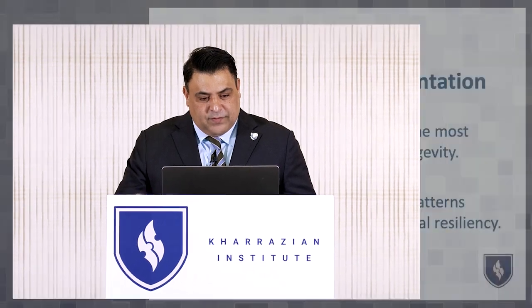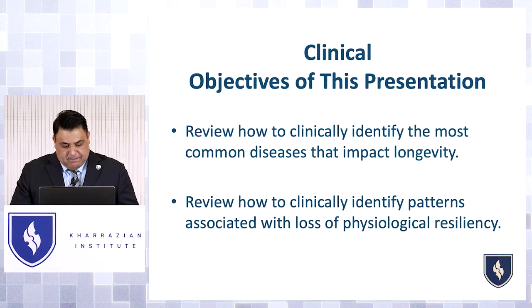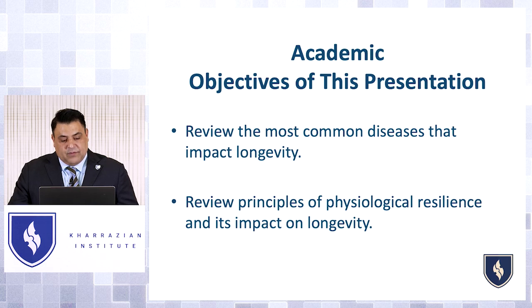Now, in this section, there's a couple goals. The clinical objectives are to review how to clinically identify the most common diseases that impact longevity, and review how to clinically identify patterns associated with loss of physiological resiliency. And then the academic goal is just to review the literature, review the most common diseases that impact longevity, and review the principles of physiological resiliency from an academic perspective.